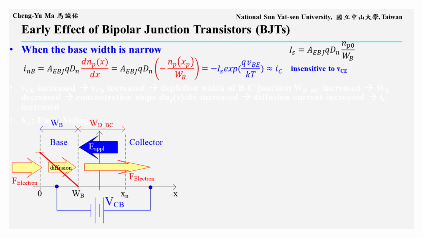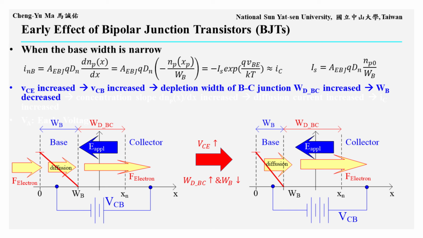When the reverse bias of a PN junction increases, the space charge region, or depletion region, becomes wider. As introduced in the previous PN junction bias chapter, the depletion width is proportional to the square root of the reverse bias. A wider depletion region reduces the neutral base width, WB. If WB is much larger than the change in depletion width, the concentration gradient in the base is almost unchanged, so IC is not sensitive to VCE.